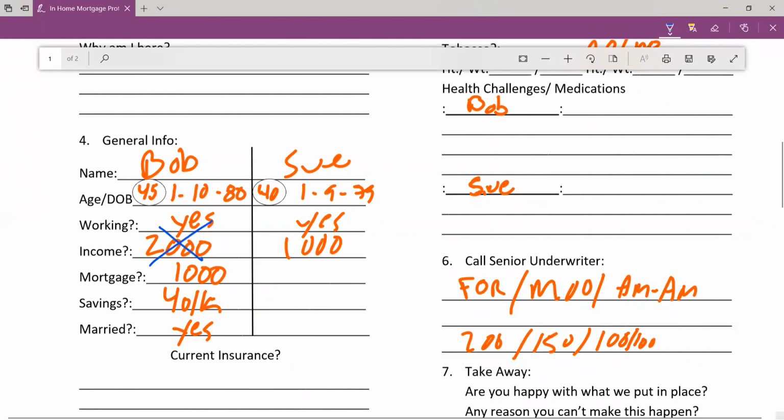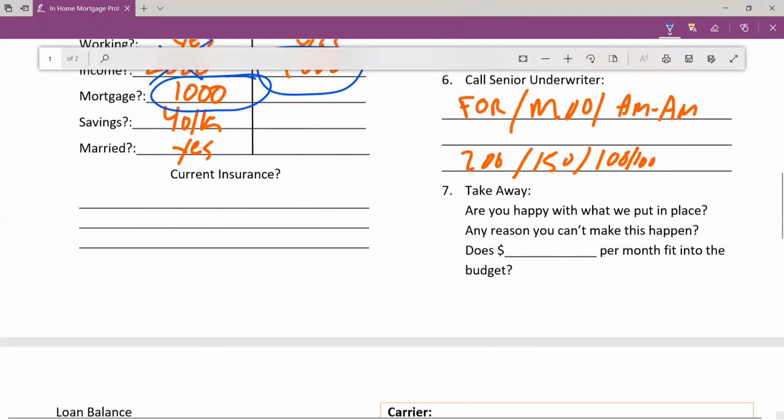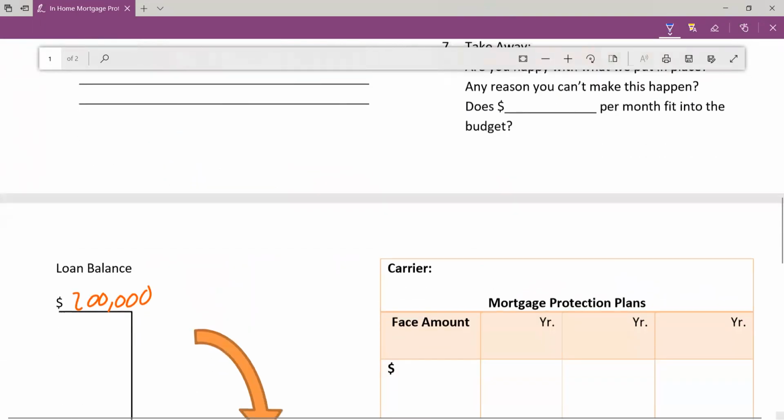So that means if something happens to Bob, Sue, you're left with $1,000 a month, and your mortgage payment is $1,000 a month. How does that work? And just the same face I'm giving you guys, the blank, what does that mean, or how does that work? Then she's going to be like, well, I don't know. Or she'll say, well, that's why we have insurance to cover it.